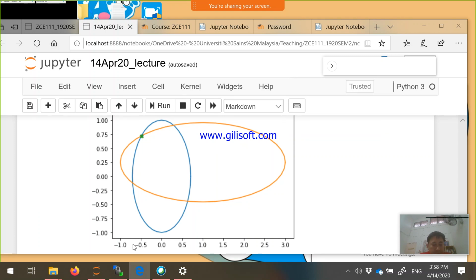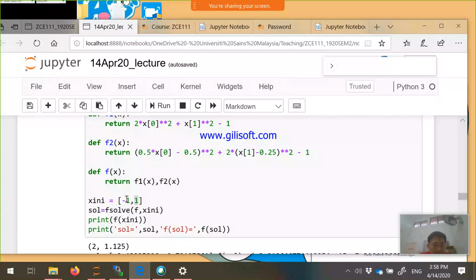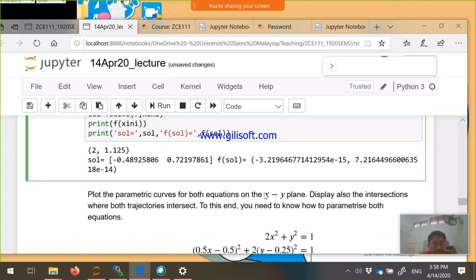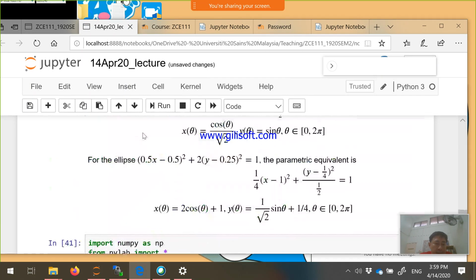So I'll take, for example, x to be minus 0.5 and y to be 0.75. Let me change my initial guess. So my initial guess is, what was it? 0.5 for the x and 0.75 for the y. This is the initial guess that I would supply, somewhere here. I expect that when I put in this initial guess, I will be able to obtain the solution for this point. So let's see what it is.